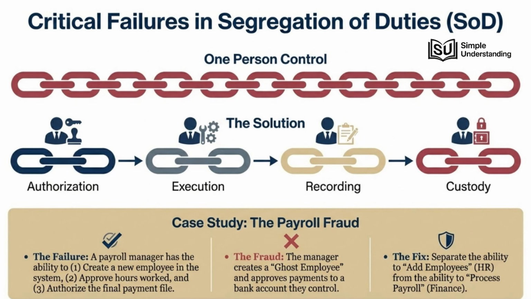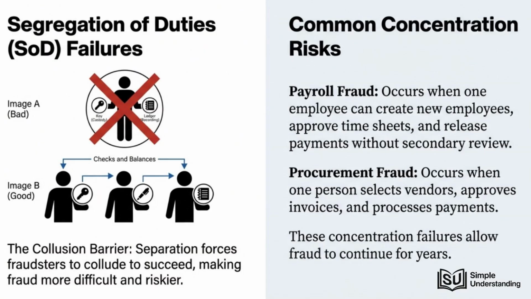Fraud prevention depends on separating responsibilities so that collusion is required to commit and conceal wrongdoing, making fraud more difficult and riskier. In real organizations, payroll fraud occurs when one employee can create employees, approve time, and release payments. Procurement fraud occurs when one person selects vendors, approves invoices, and processes payments. These control failures create environments where fraud can continue for years without detection.